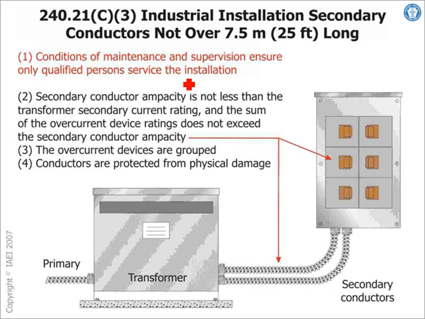overcurrent protection devices does not exceed the secondary conductor ampacity in an industrial installation. So no limitation on the size of the conductor. The ampacity is not less than the transformer secondary current rating. You can't put 100 amp when the transformer can only pump 10 amps. You still have to look at how much current you can pump out of that guy.